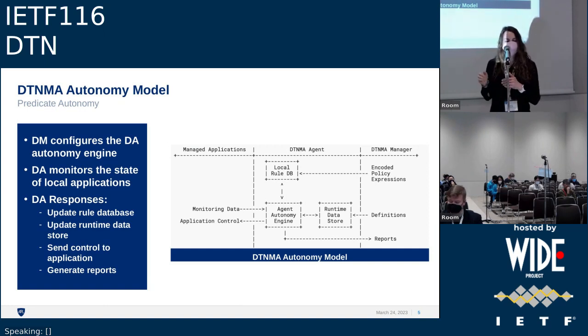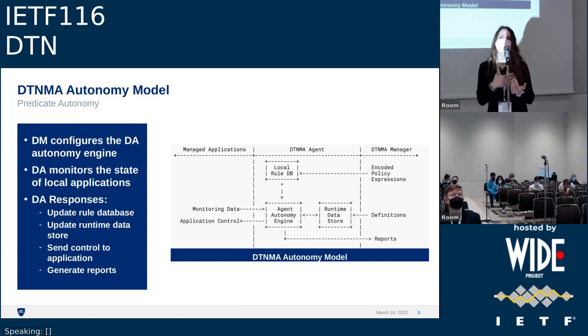So getting into that actual autonomy model, you can see at the top of this figure the flow of information of the DTNMA manager providing policy statements to the DTNMA agent, which is maintaining a local rule database. That policy is being translated into rules that identify state information of interest and the action or actions that the agent should take if that state information is observed. And the agent can take several different actions. It might be updating that local rule database, its runtime data store. It might be instructing a managed application to execute a control, which would influence its behavior, or it might generate a report to inform the manager of the event that's occurred. Next slide.